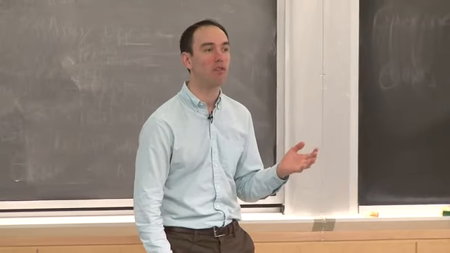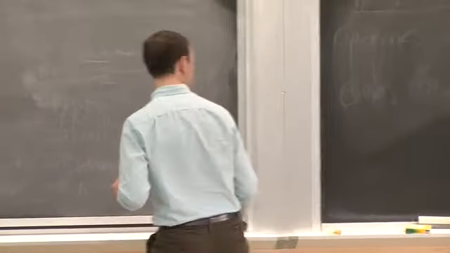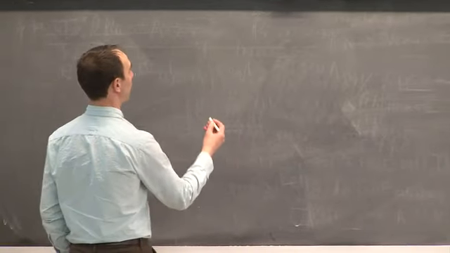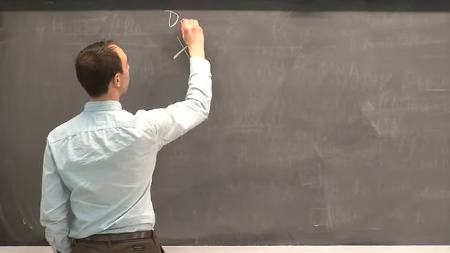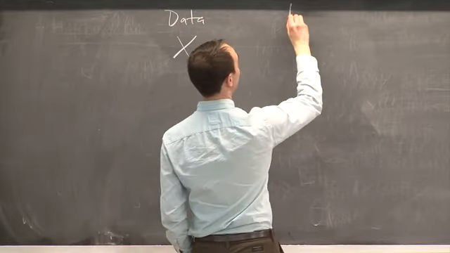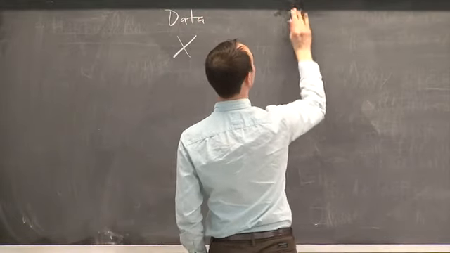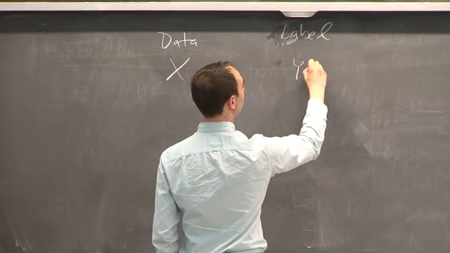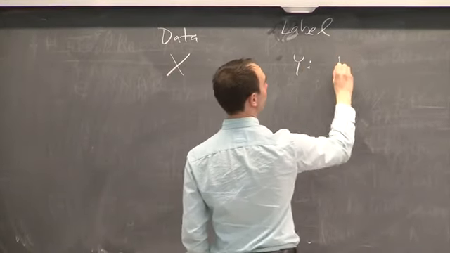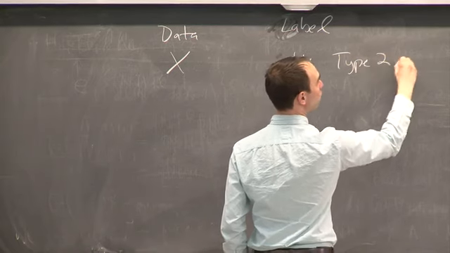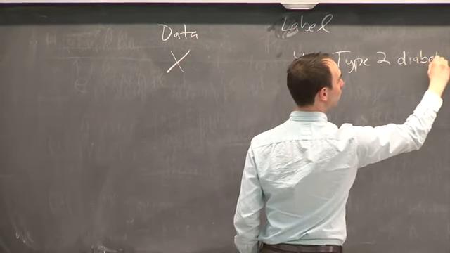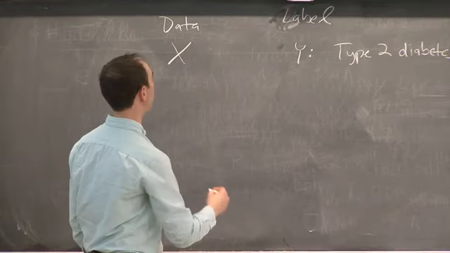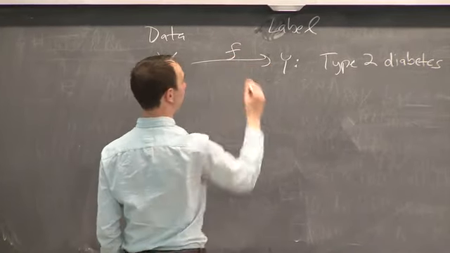A simple example of what it means for a data distribution to change might be as follows. Suppose that we have as input data X, and we're trying to predict some label Y, which maybe means if a patient has or will be newly diagnosed with type 2 diabetes. And this is an example which we talked about when we introduced risk stratification. You learn a model to predict Y from X.